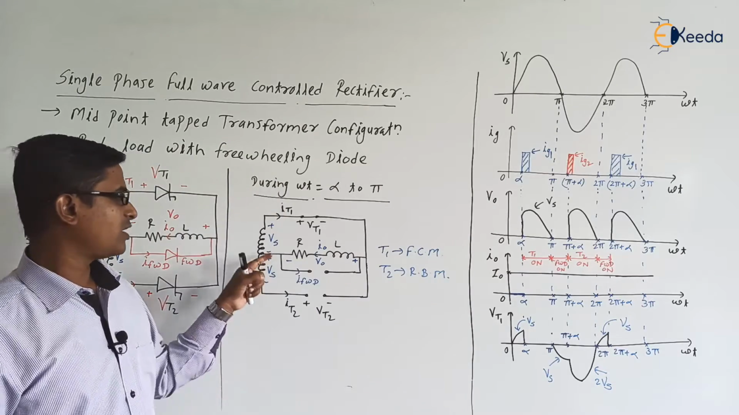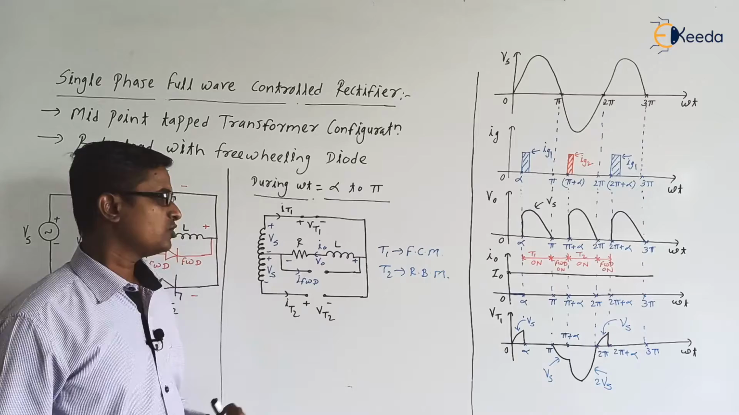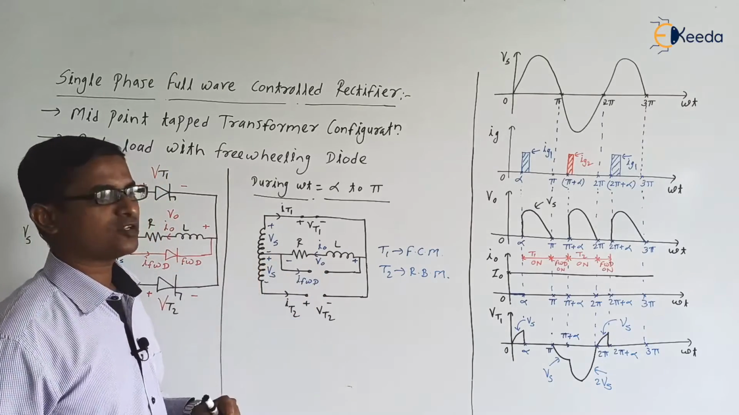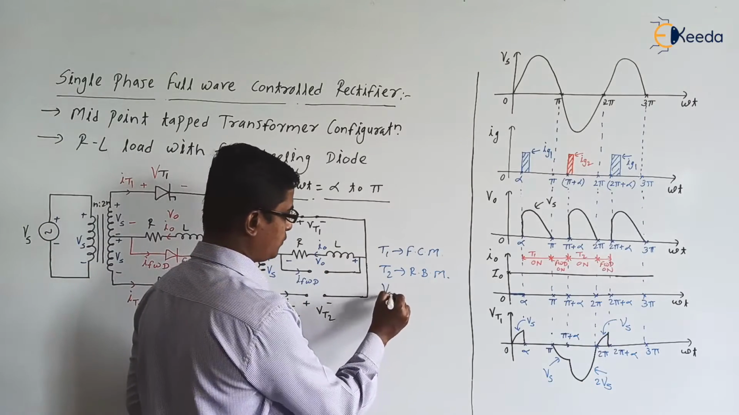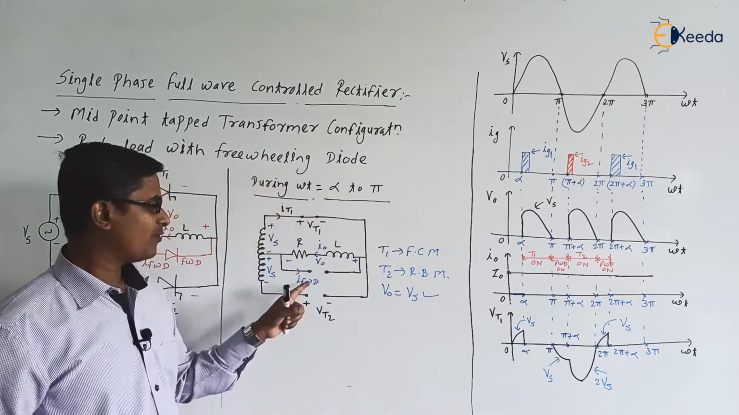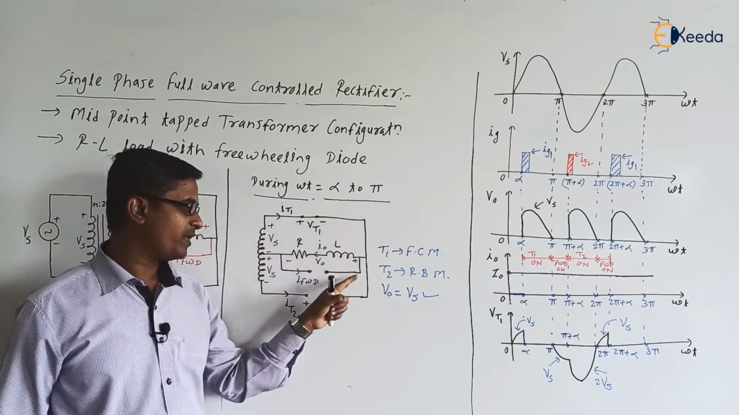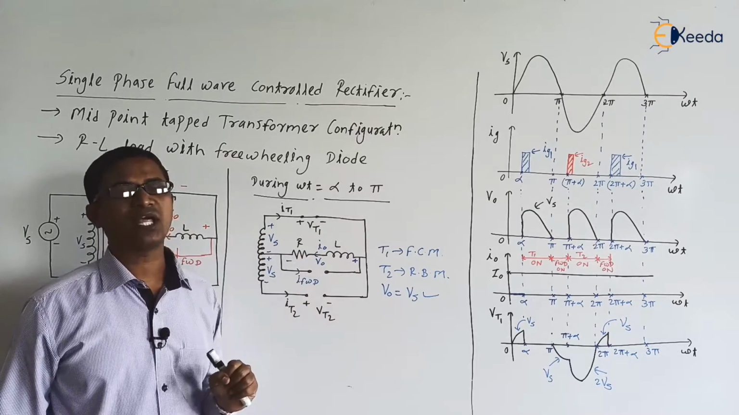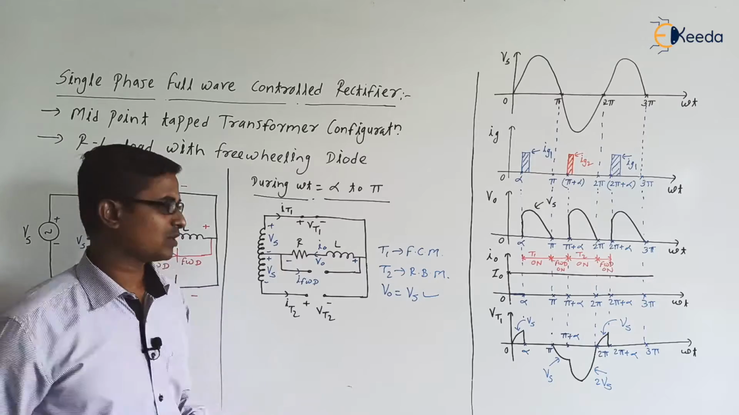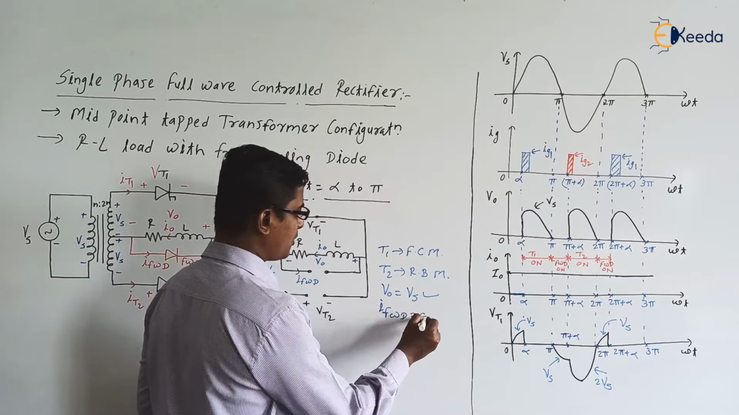Next, current will be flowing from Vs, through T1 and the load, and again back to Vs. So what is V0? V0 will be the same as the supply voltage, so it is Vs. What will happen to the freewheeling diode? As this forward voltage will appear as a reverse voltage for the freewheeling diode, the diode will be in the off state. So what is the freewheeling diode current? IFWD is equal to 0 ampere.